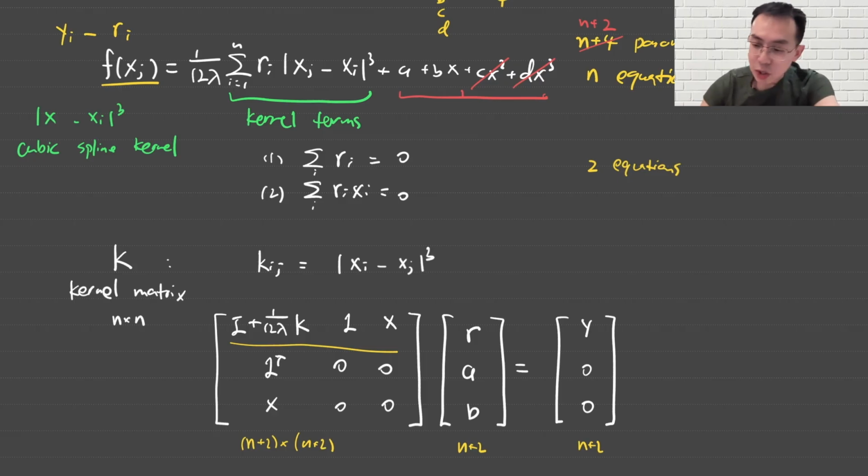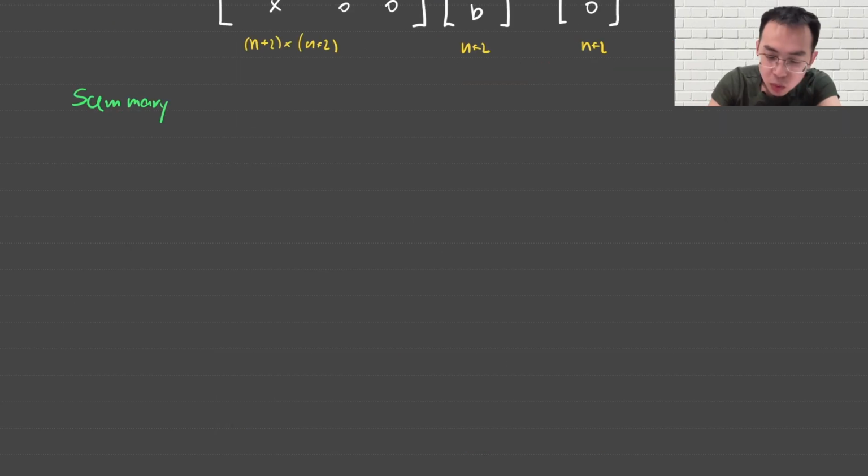Okay, so that's pretty much the end of this video, and let's just do a quick summary. So recall what we did for this entire video. First, we started with a functional for the smoothing spline.